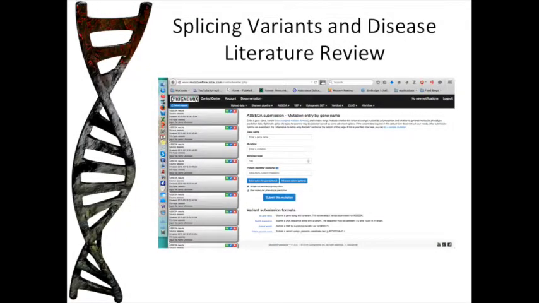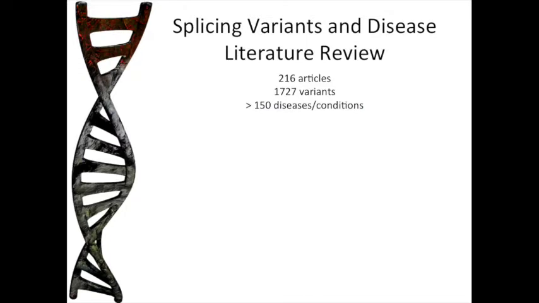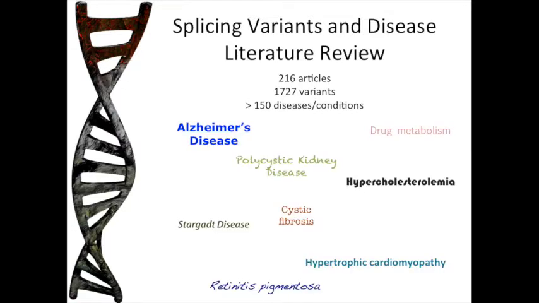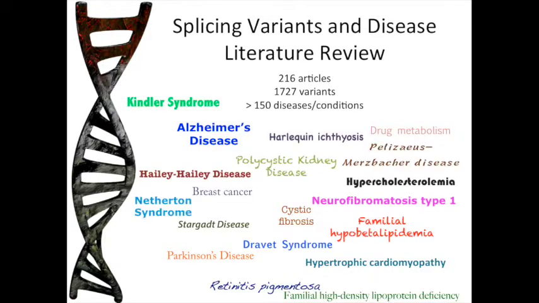Over a decade ago, our lab created an online tool, the Automated Splice Site Analysis Server, based on Shannon information theory. This tool can be used to analyze a mutation associated with virtually any disease or condition. Over the years, it has been used in over 200 articles to analyze over 1,700 variants in all sorts of rare and common diseases.